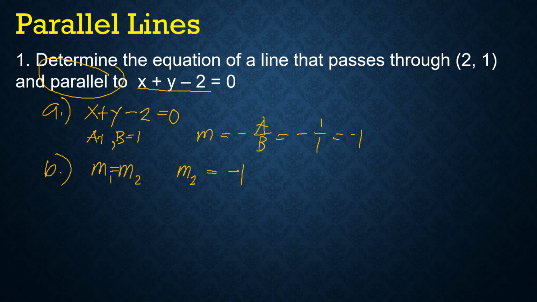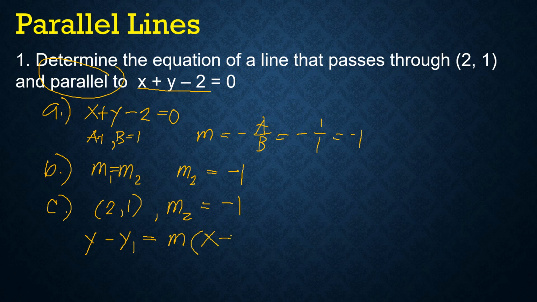Therefore, on step C, using the point (2, 1) and the slope of the second line, which is negative 1, we use the point-slope form. We have y minus y sub 1 is equal to the slope times x minus x sub 1. So we substitute, where y sub 1 is 1 and x sub 1 is 2. So y minus 1 is equal to the slope, which is negative 1, times x minus 2.